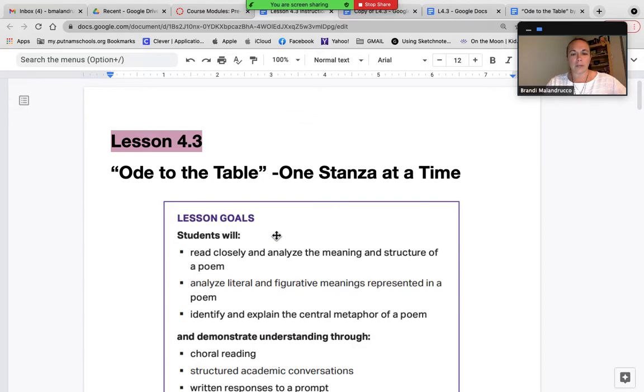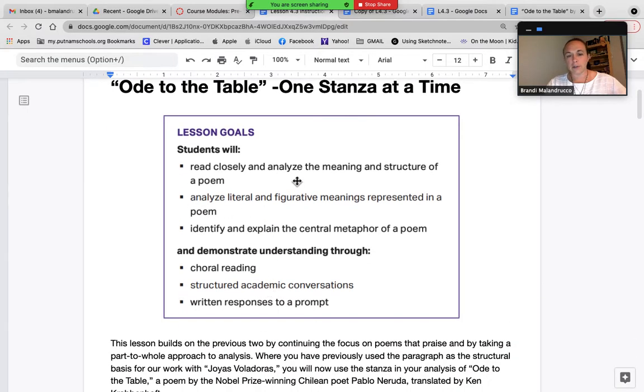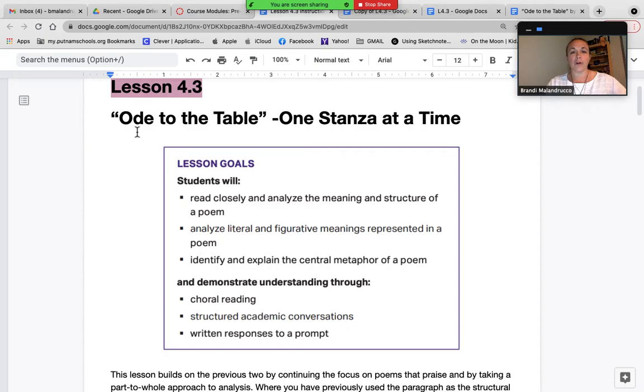So, Lesson 4.3 instructions: you are reading closely and analyzing the meaning and structure of a poem, analyzing literal and figurative meanings represented in a poem, and identifying and explaining the central metaphor of a poem. And notice the poem is called Ode to the Table, one stanza at a time. Now, ode means to praise, and we want to keep that in mind. And this is the title of the poem.